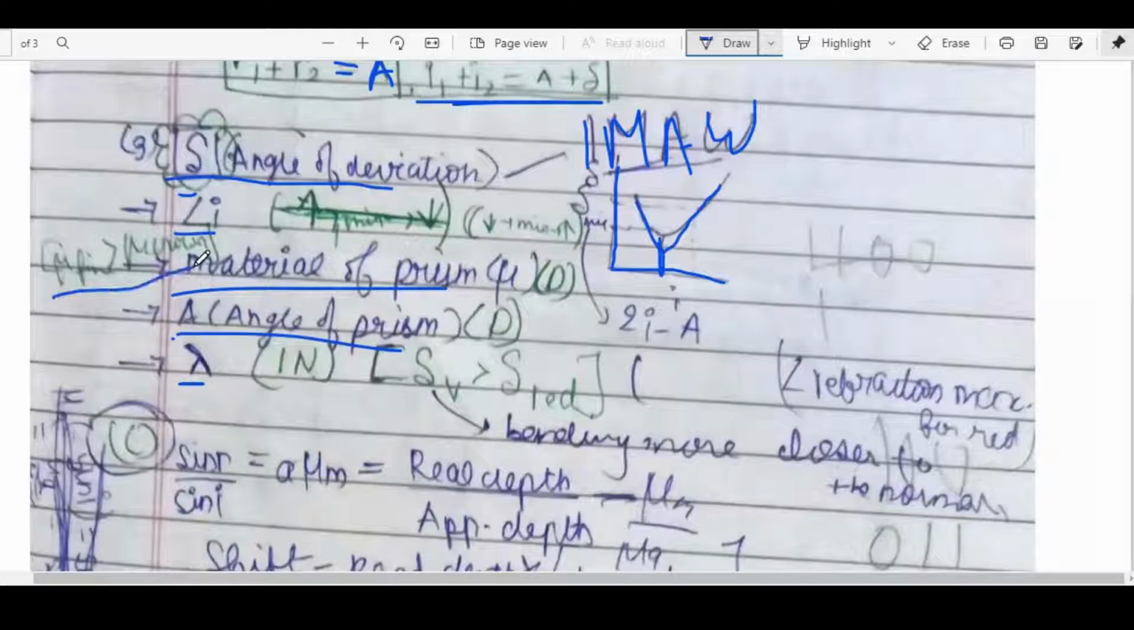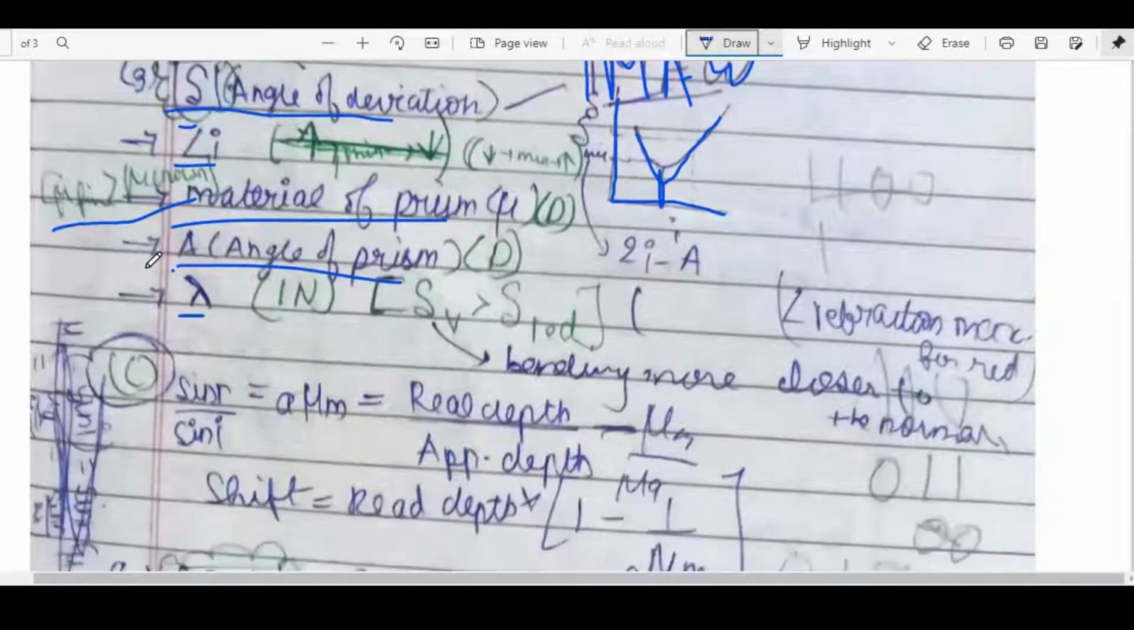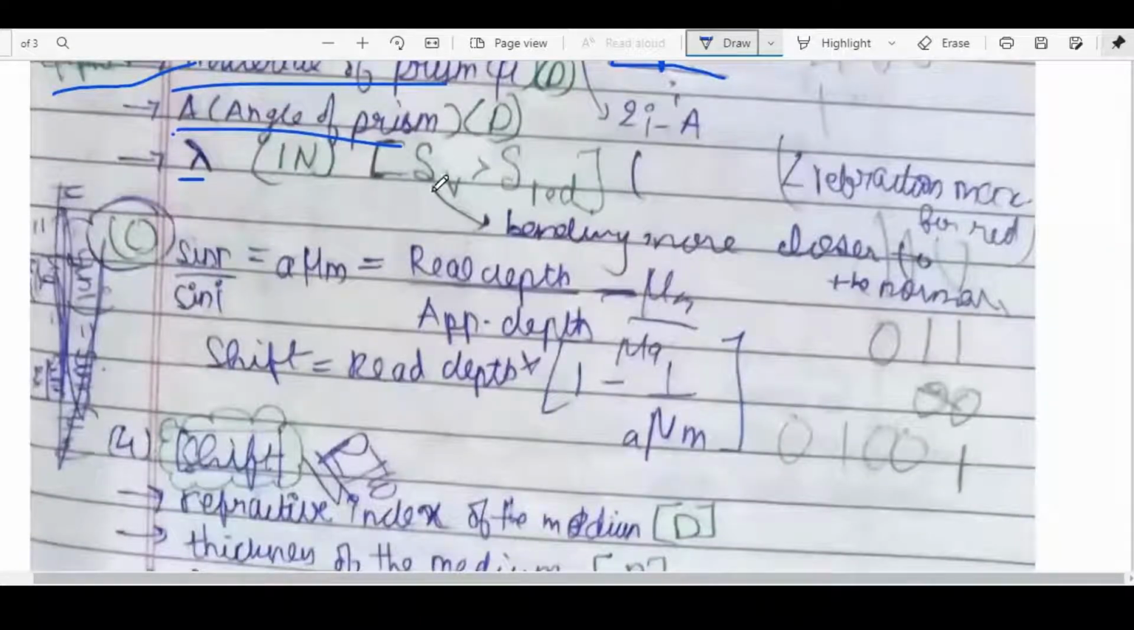Mu of fine is greater than mu of ground. What does it mean? That the refractive index of fine glass is greater than the refractive index of ground glass. Deviation: the angle of deviation for violet light is greater than the angle of deviation for red light. So the bending is more and it is closer to the normal. You can remember it like that. And the refractive index is maximum for violet light.